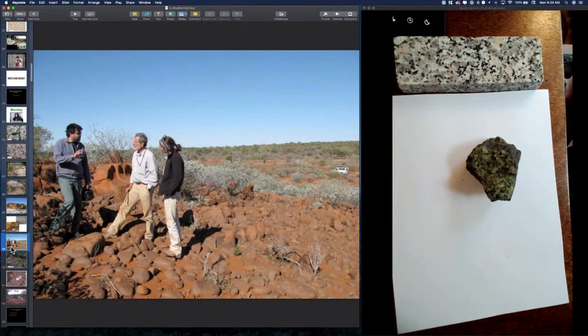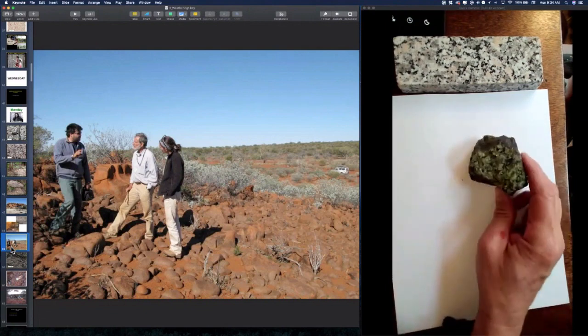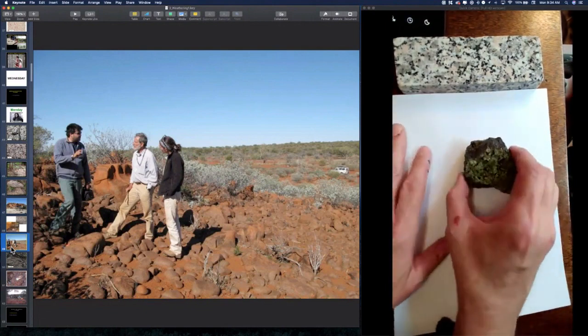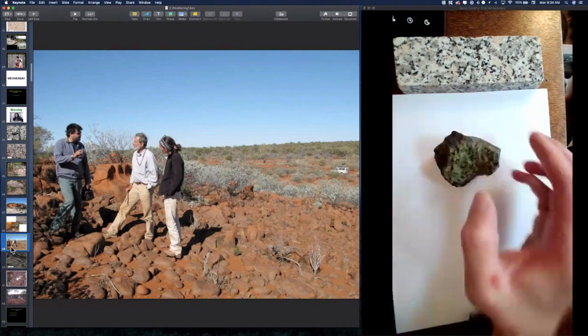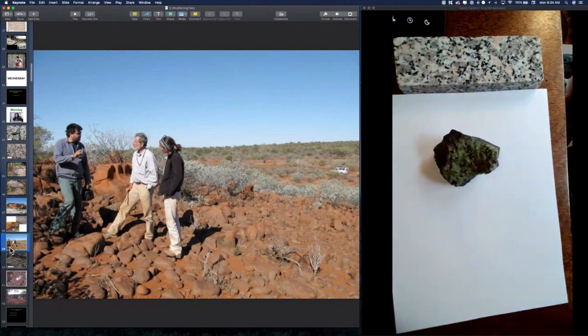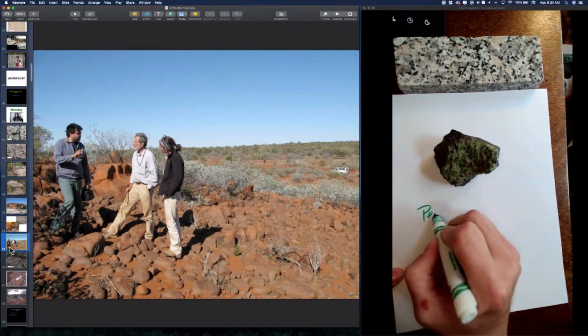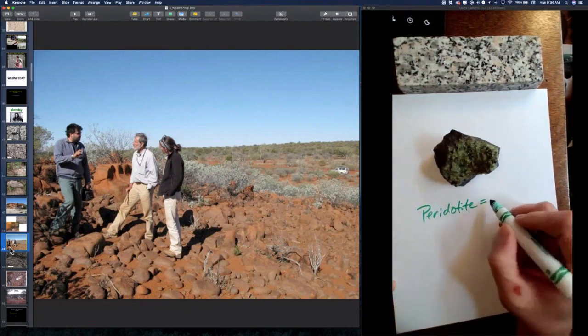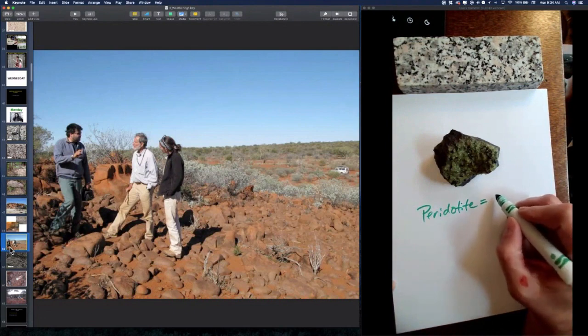It was so altered. And so here's a piece of the mantle, this green rock. It's called peridotite. And peridotite is olivine. So it's basically olivine rock.